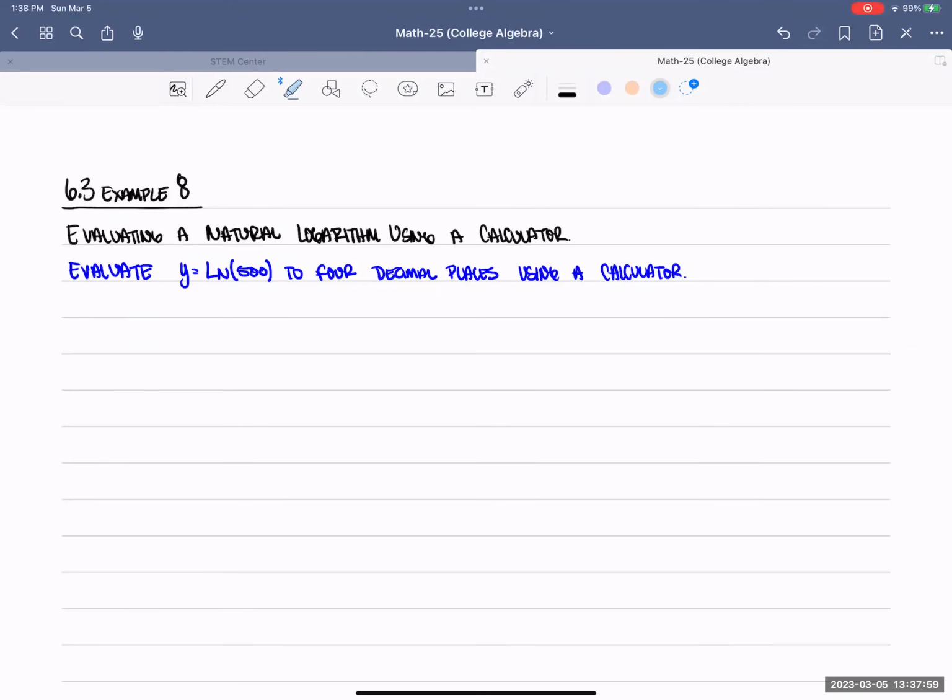Section 6.3, example A, evaluating a natural logarithm using a calculator. Evaluate y is equal to natural log of 500 to 4 decimal places.